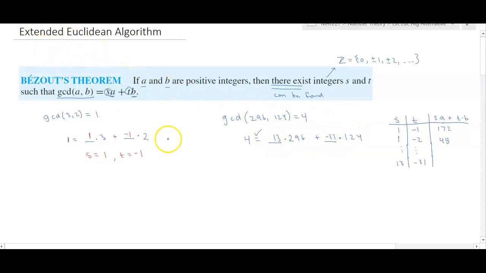And that's where the extended Euclidean algorithm comes into play. It reverses the procedure of the Euclidean algorithm and takes advantage of what we've already written down to make our lives simpler. So next, let's go ahead and venture into the algorithm itself.